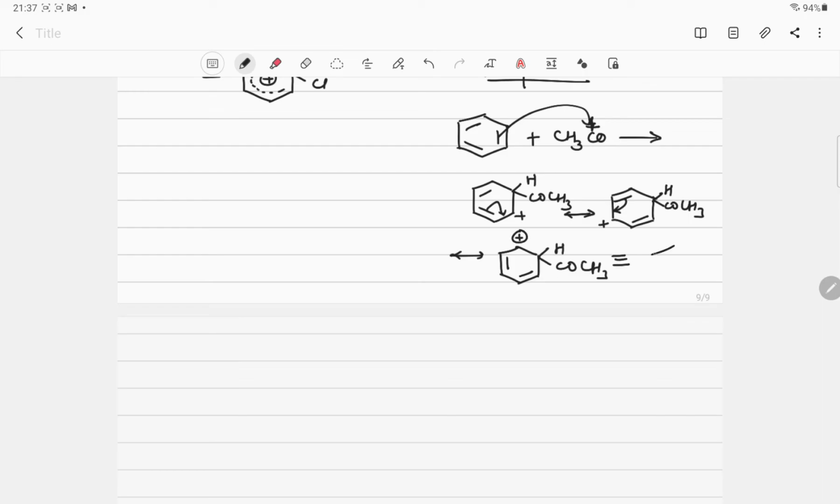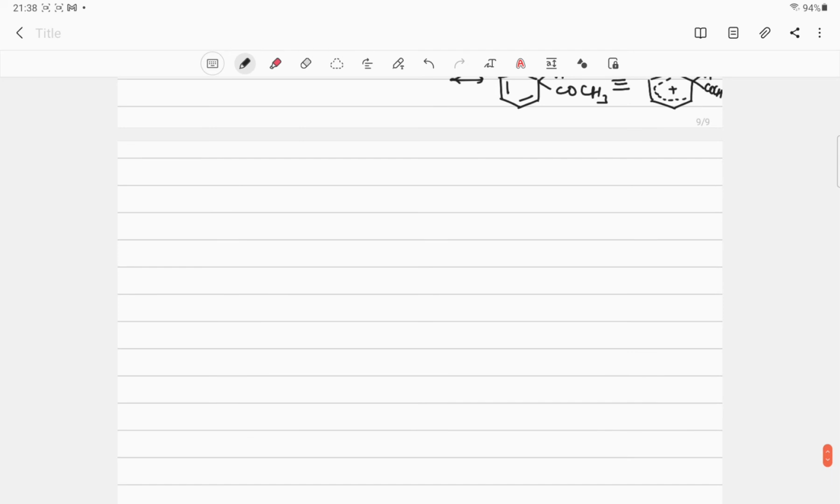And the resonance hybrid will be something like this. It is HCOCH3, and the positive charge is revolving from this carbon to this carbon. So this is all about the formation of the carbocation. Now what about the third step? The third step is deprotonation.